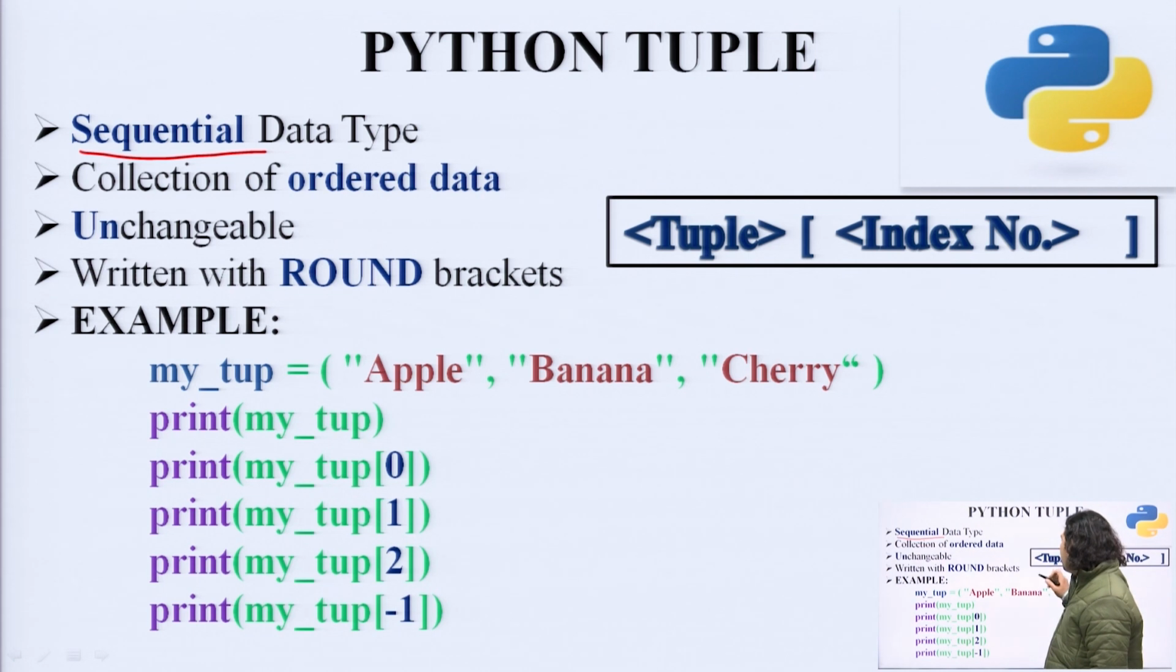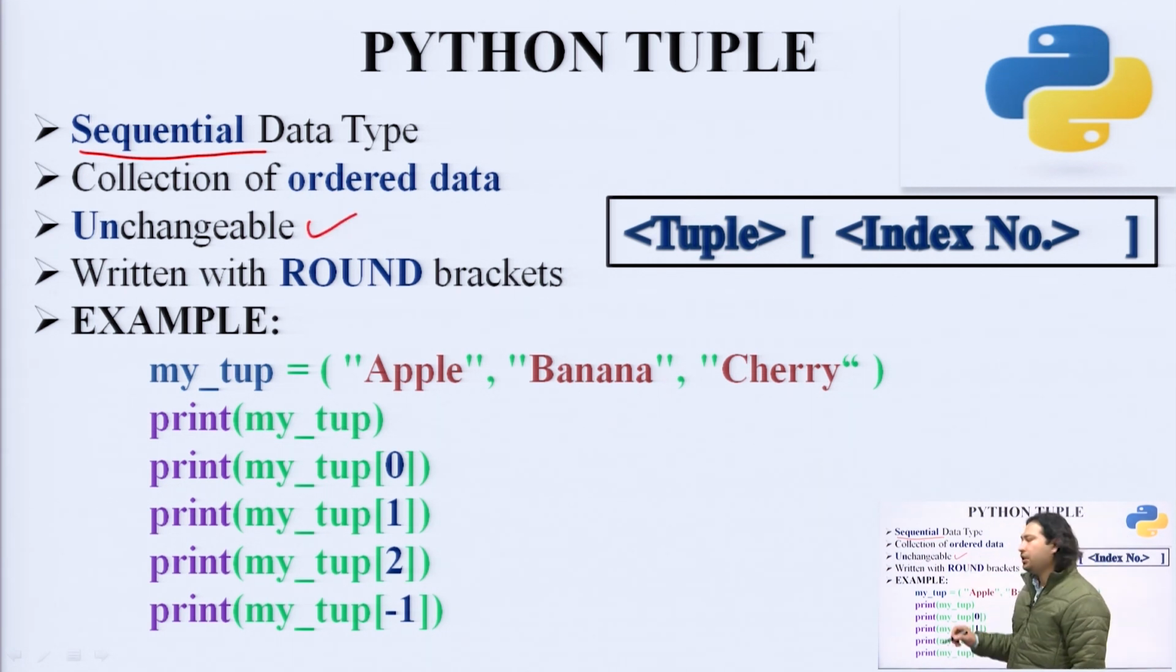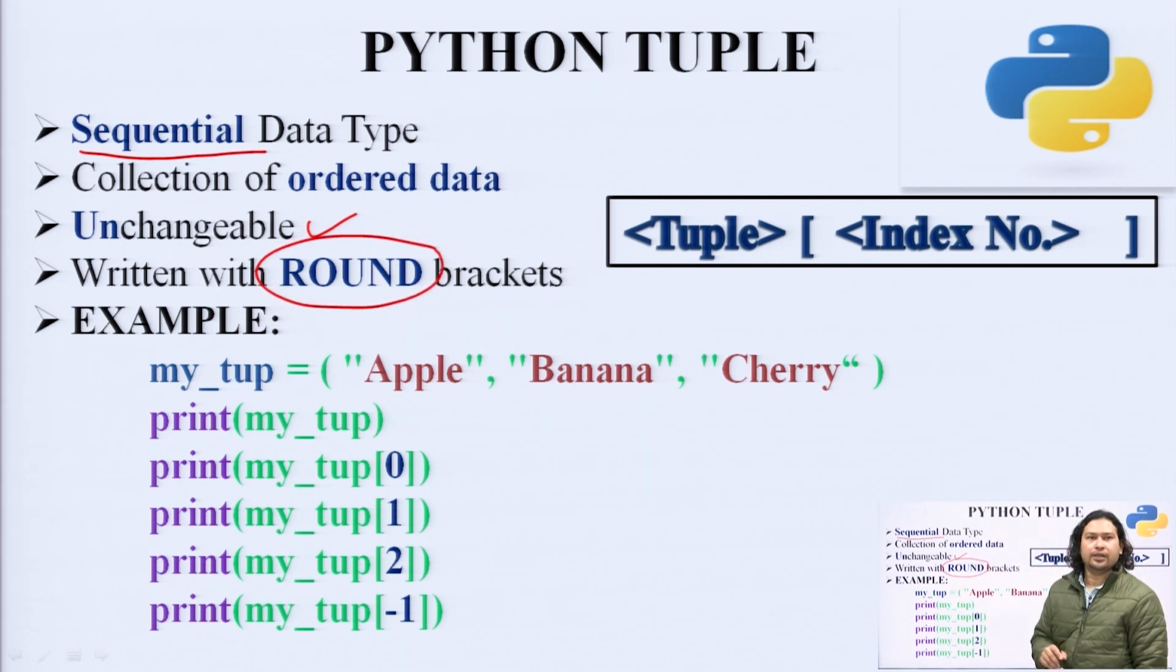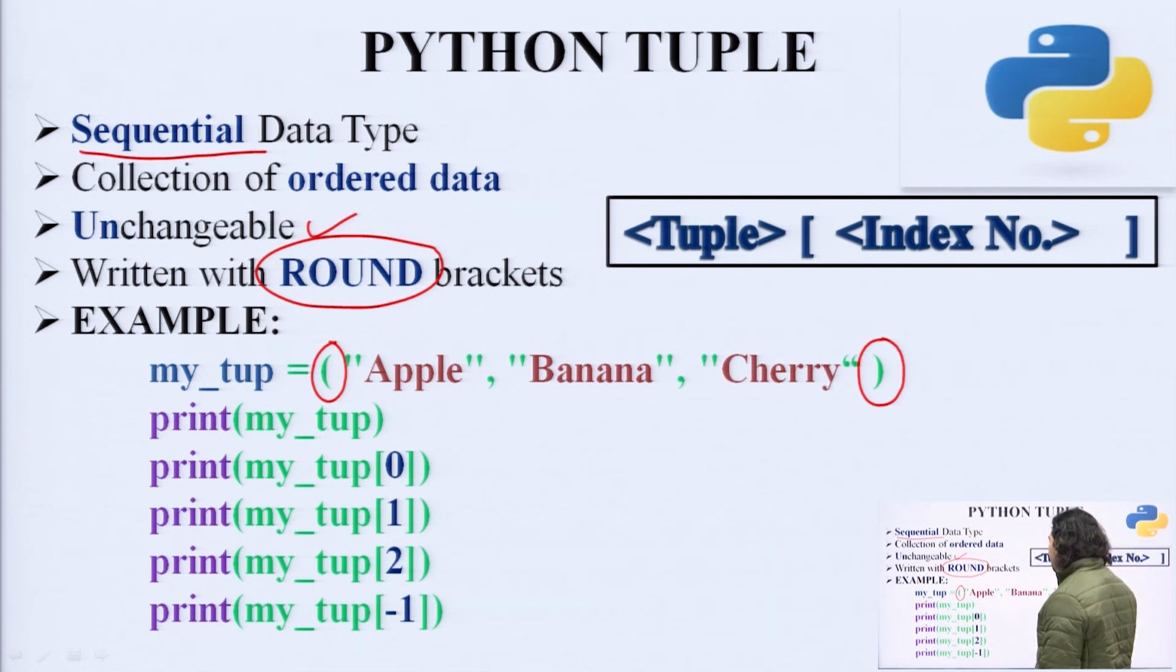That means it is almost identical to the list data type, but what is the difference? The difference lies in this one: it is unchangeable. The next difference is that the round bracket is the identity for the tuple. Here you can see it is not the square brackets, it is the round bracket, again separated by commas.